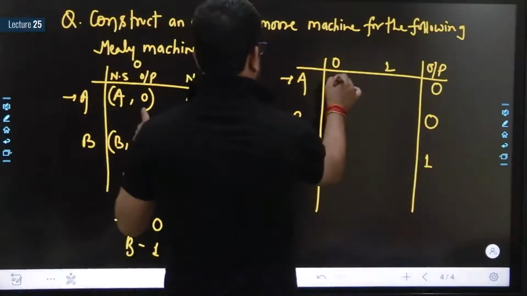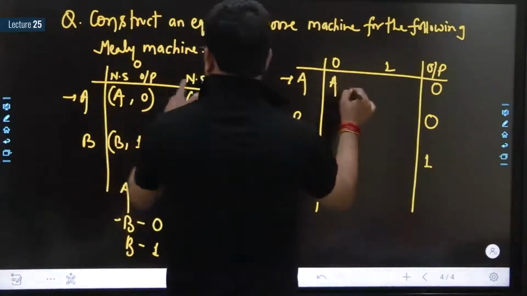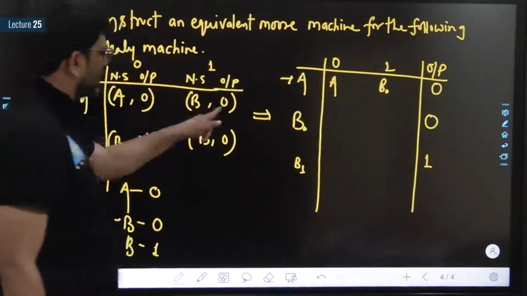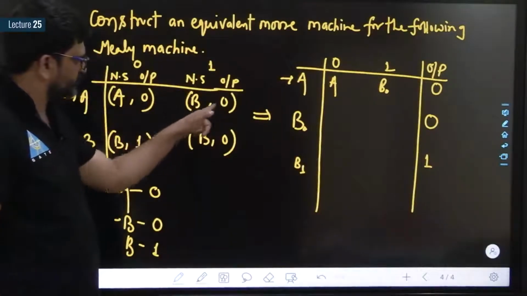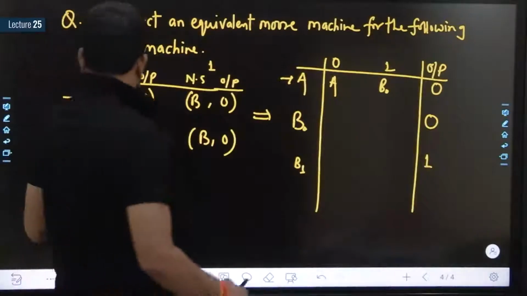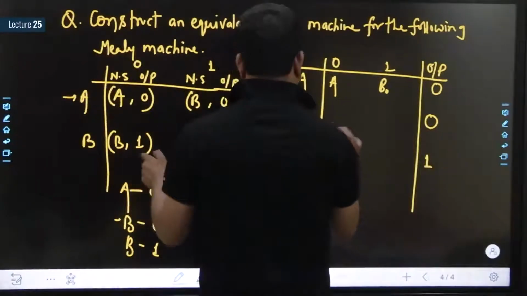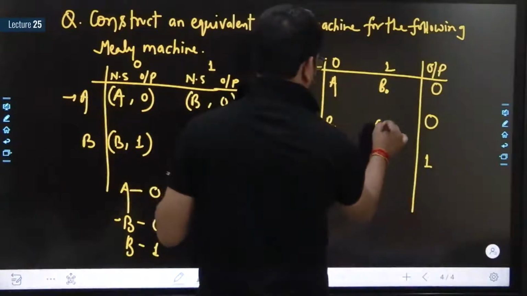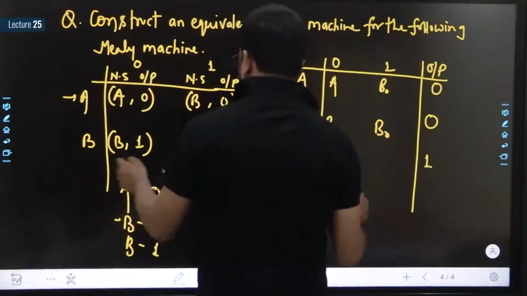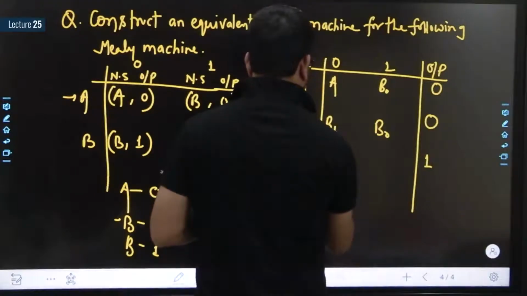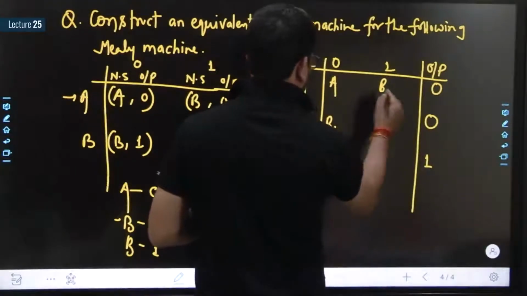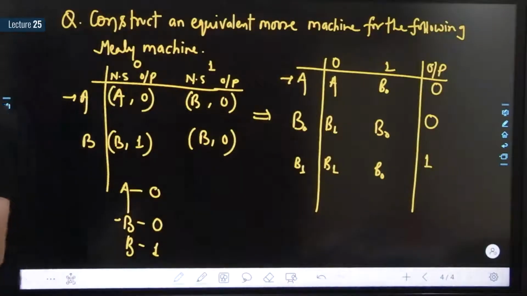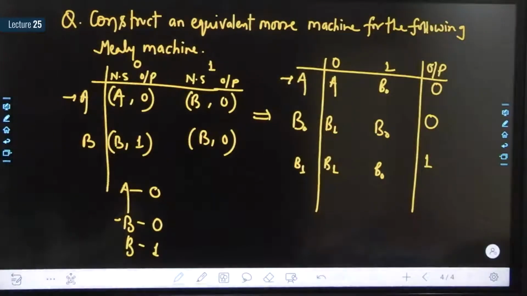A on 0, A on 1: B0, B0, because the output associated is 0. B on 0, B1. B on 1, B0. B1 on 0, B1. B1 on 1, B0. This is the equivalent Moore machine.